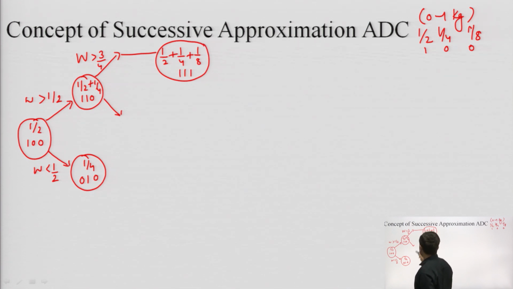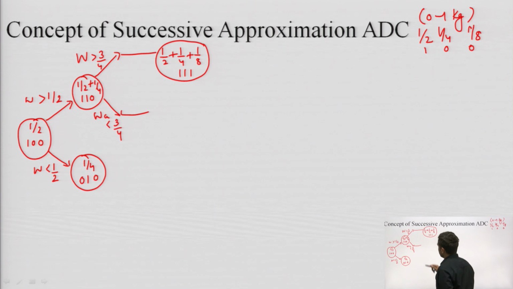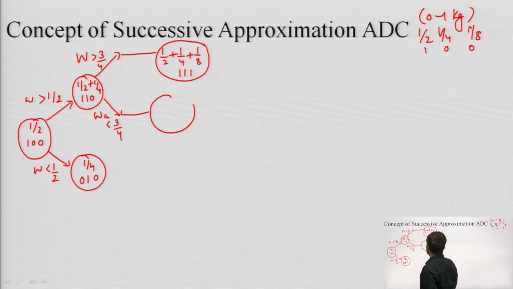And if it is not the case, if W is less than 3 by 4, then I will remove 1 by 4 and add 1 by 8. Then in that case it will be 1 by 2 plus 1 by 8, so it will be 101.